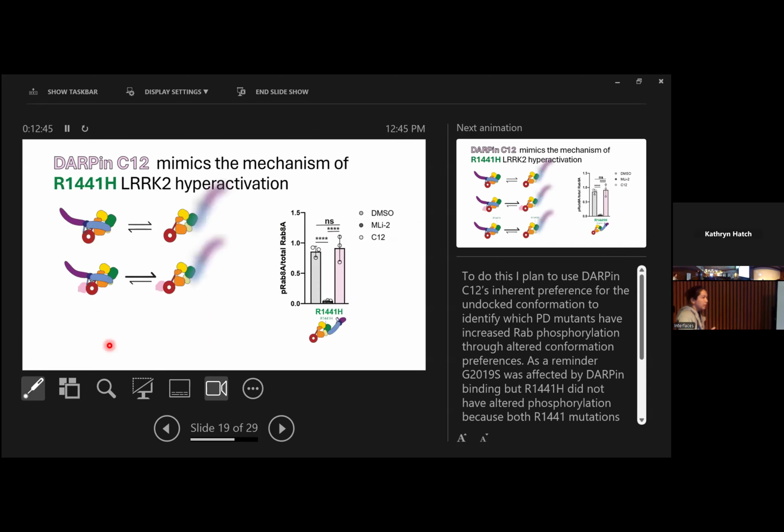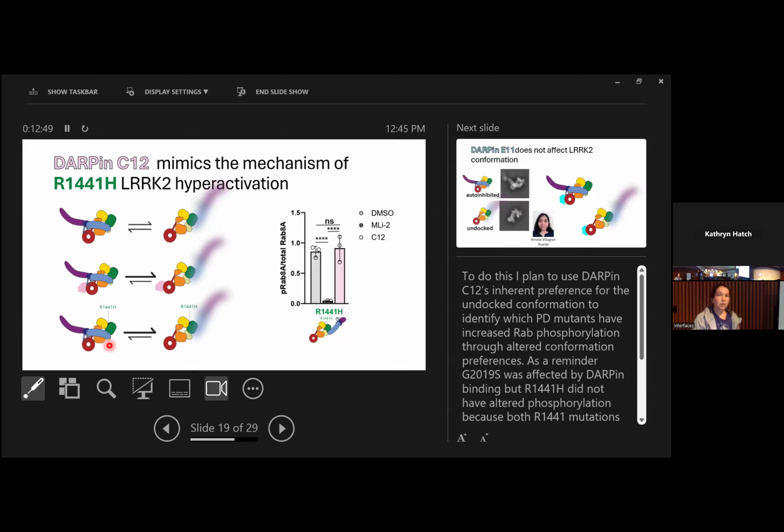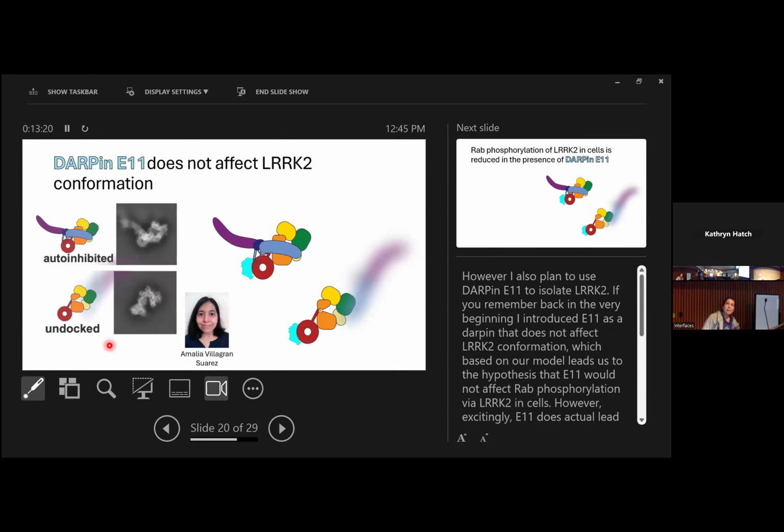And so what we think is going on here is that R1441H already has this preference for a more accessible kinase. And so adding DARPin C12 to the mix is not going to further increase the access of the kinase domain. And so you have a way to induce R1441H-like Rab phosphorylation using DARPin C12. DARPin C12 increases Rab phosphorylation in the same manner as R1441H. They both have a preference for an accessible kinase.